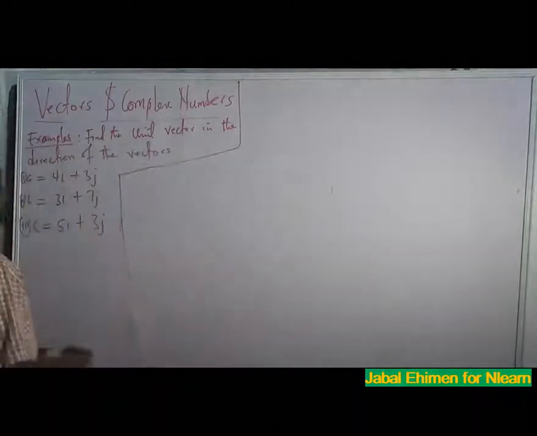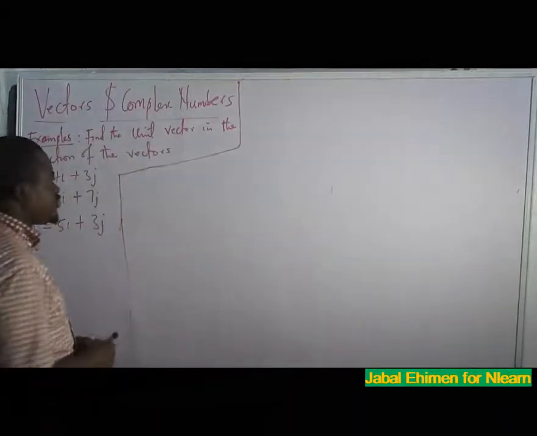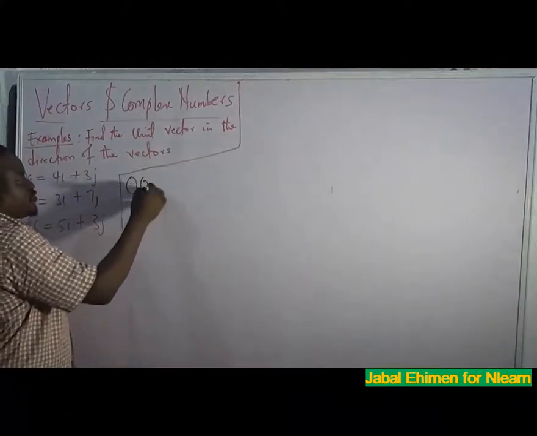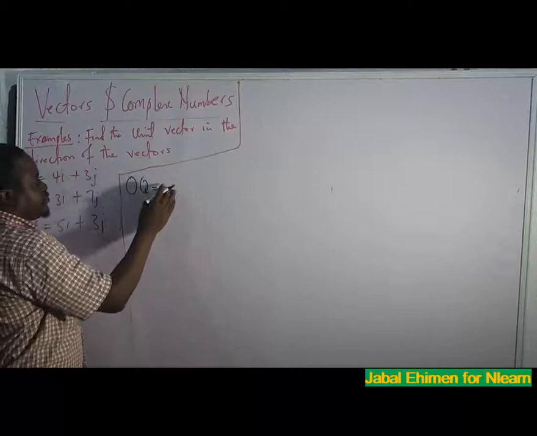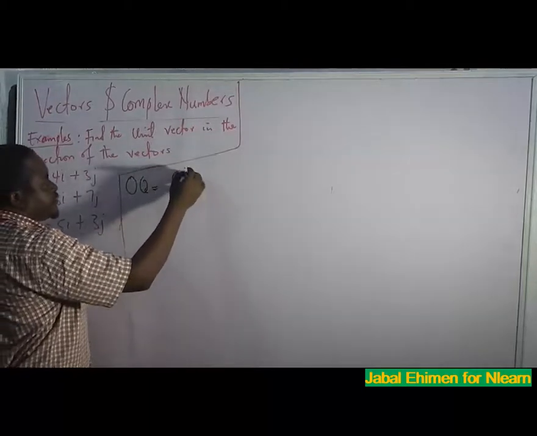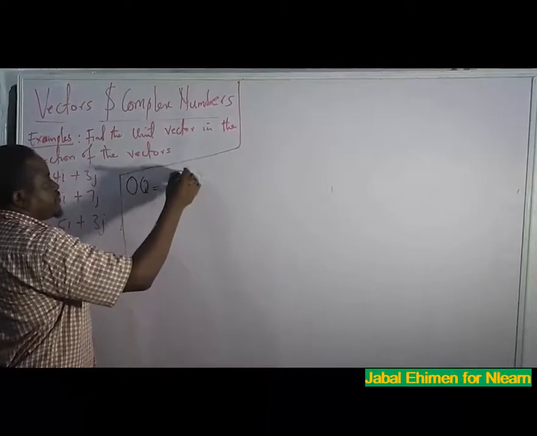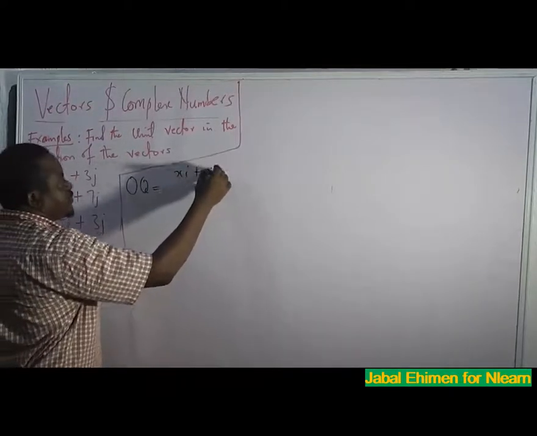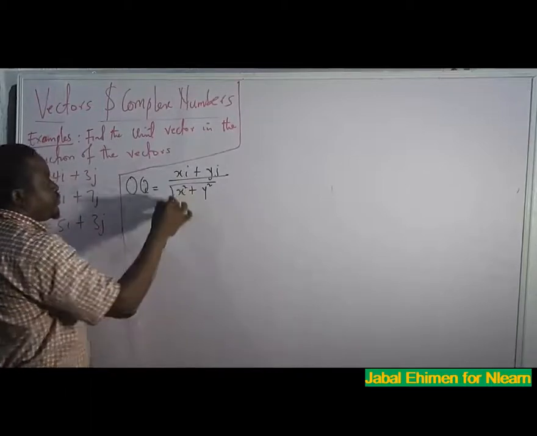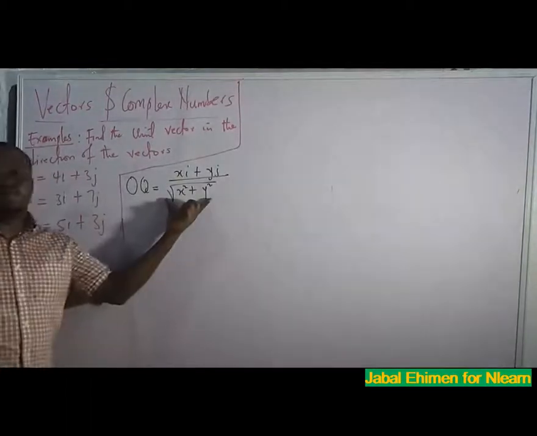Good. Now, it's easy. If you remember, the unit vector has a direct formula. Let me use xi plus yj divided by the square root of x squared plus y squared. And please don't forget, this is a modulus.